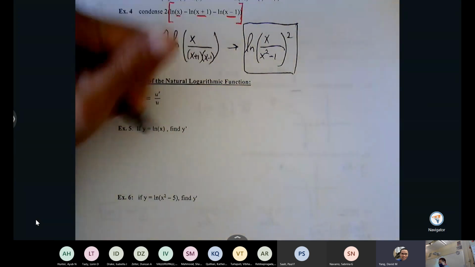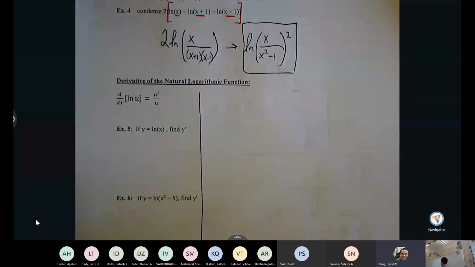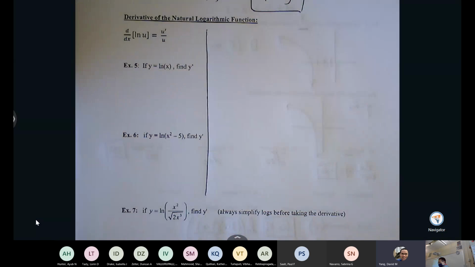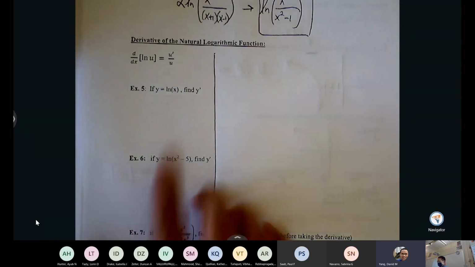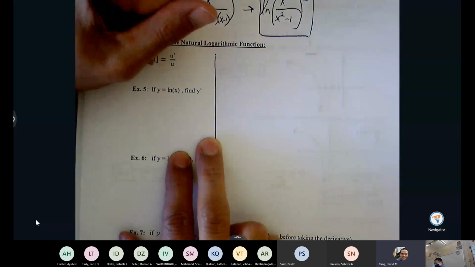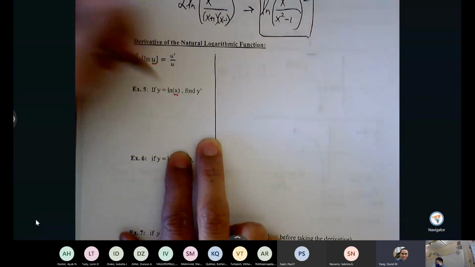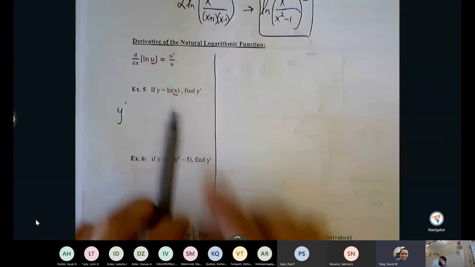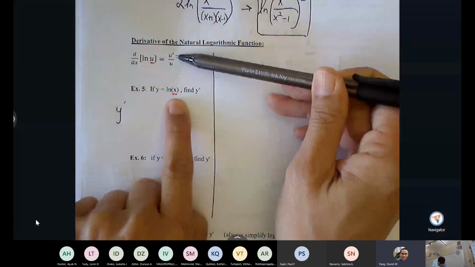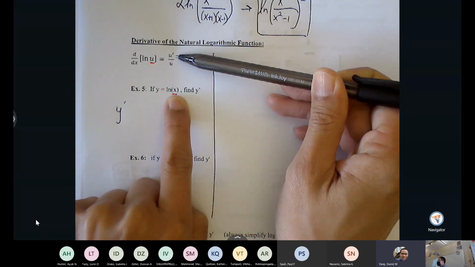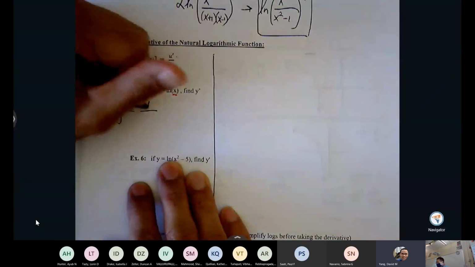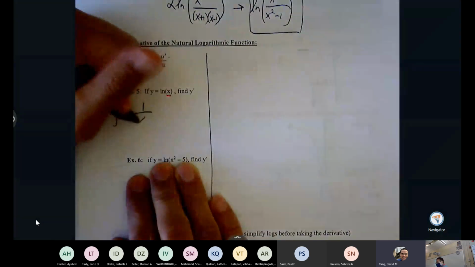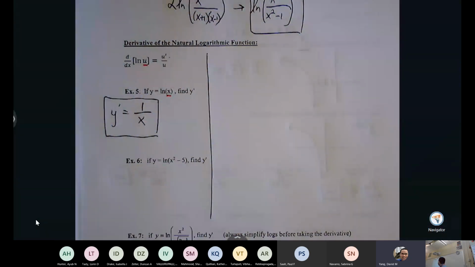So we don't need a lot of space for 5 and 6, so we can draw a line down. We'll save this for another problem. Okay. So if I want to find, let's start with the easy one here, natural log of x. My u value is just this x inside the parentheses. So if I want to find the derivative, I'm just going to follow what the rule says. The rule says take the derivative of what's inside the parentheses, and that's going to go above. So what's x's derivative? 1. Divided by the original value, just x. Yeah, that's it. Y prime equals 1 over x.